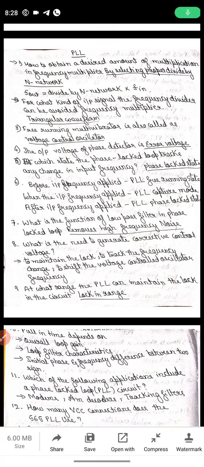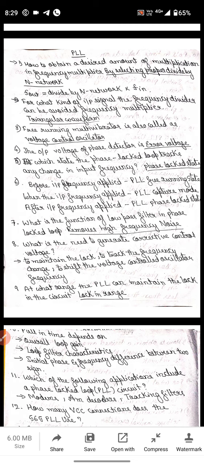Last video we discussed the timer. Now we shall discuss PLL. How to obtain a desired amount of multiplication in a frequency multiplier by selecting a proper divide by N network.